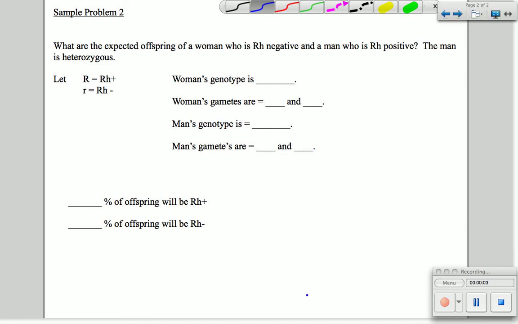Now let's take a look at sample problem 2 for blood type. In this problem, unlike problem 1, we're adding in a second trait. We have the blood type trait, but we also have the trait for being Rh negative, or Rh positive.